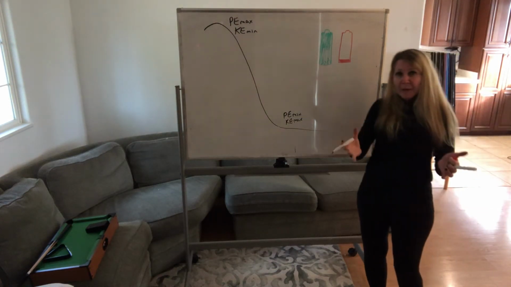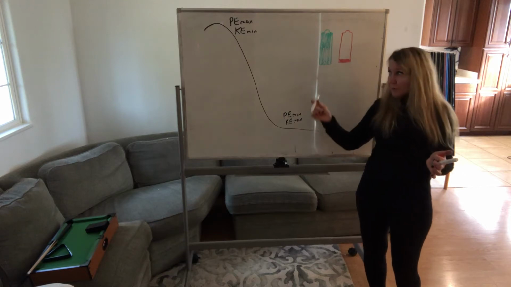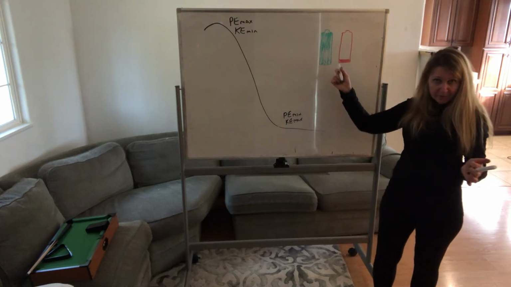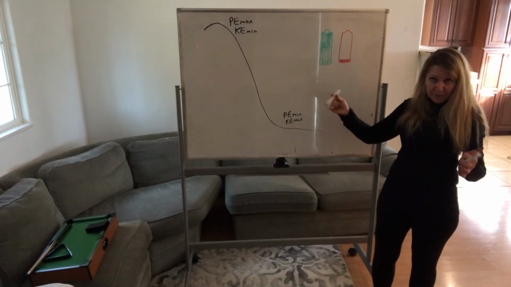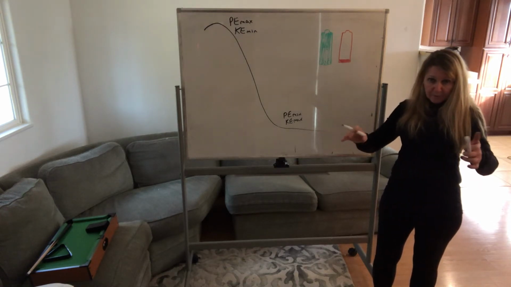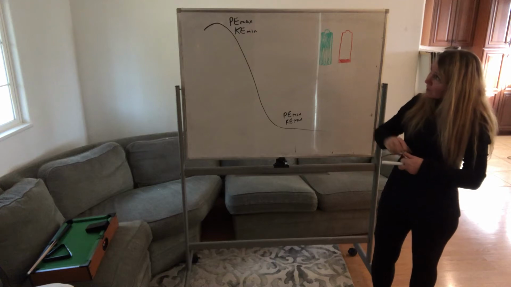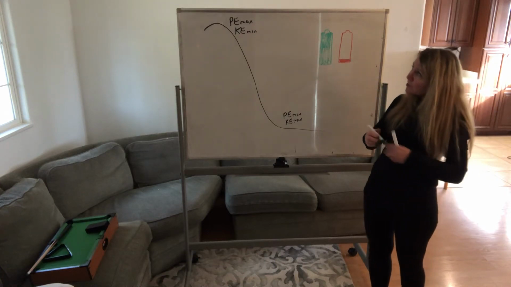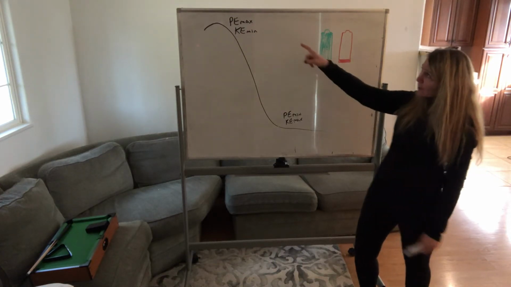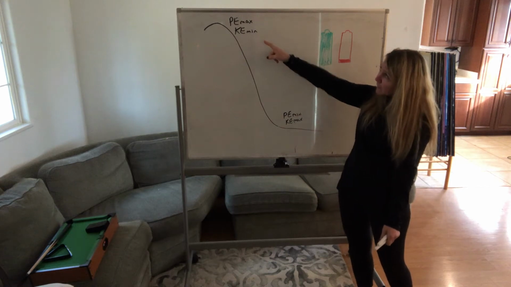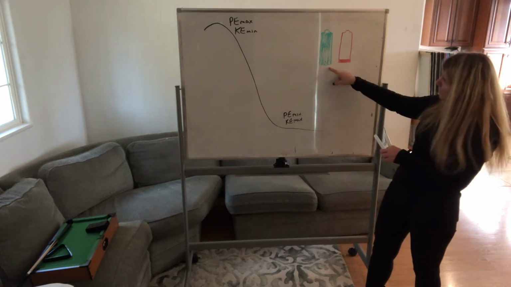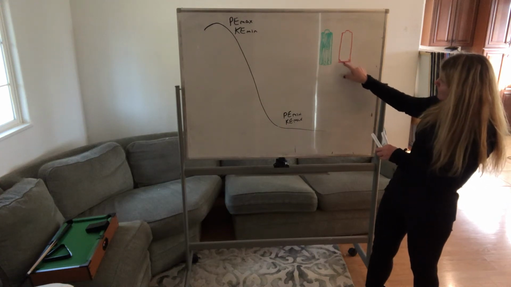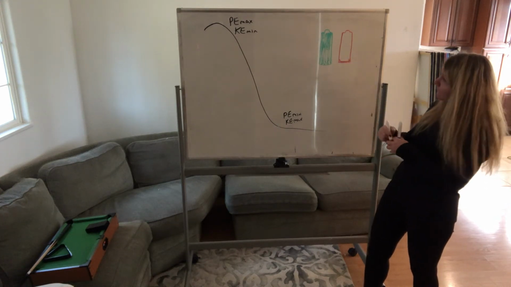If it's full power, it's going to be green and filled up. If it's red, it's getting low. So we're going to say half or lower. We're going to indicate that with the potential and kinetic energy. So at the very top of your hill, this is going to be your potential energy, and at the very bottom, this is going to be your kinetic energy.